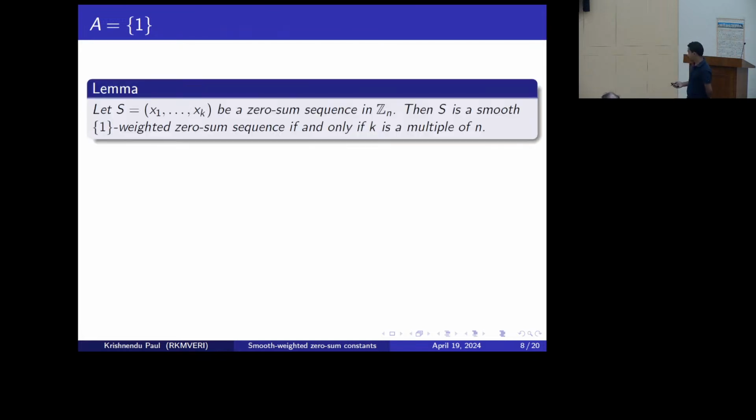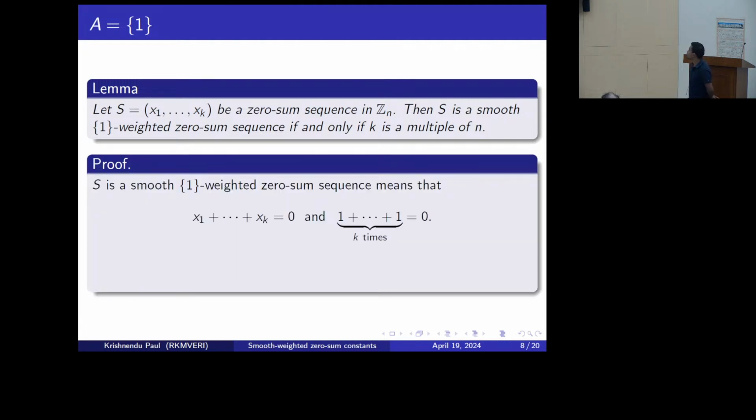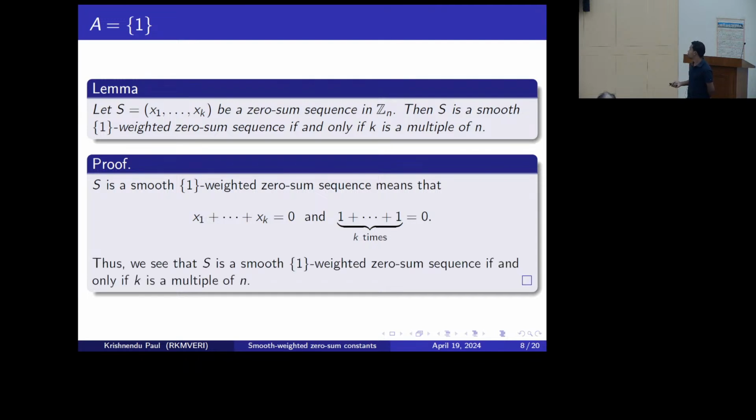Next we will consider the most trivial weight set, which is 1. So here one observation is that a zero-sum sequence is smooth if and only if its length is a multiple of n. It's quite an easy proof. One-weighted zero-sum sequence means its sum is 0 and the coefficient sum, as it is 1, k times 1 will be 0, that is k, that means k is a multiple of n. Okay. So this proves the lemma.